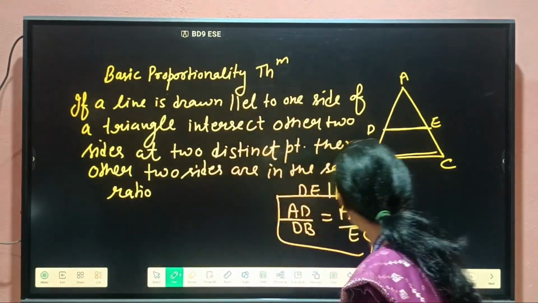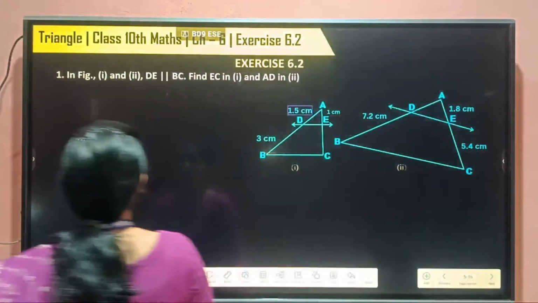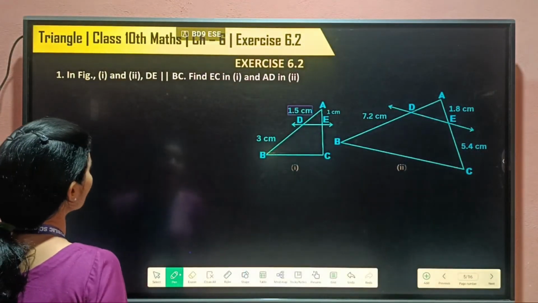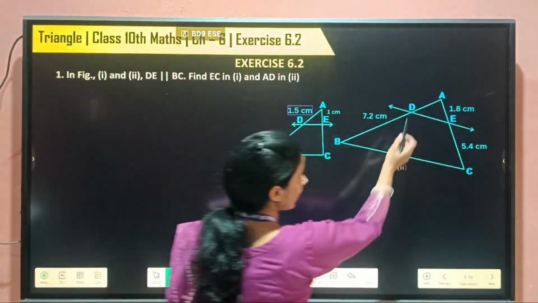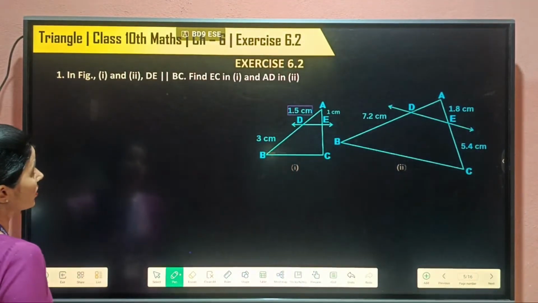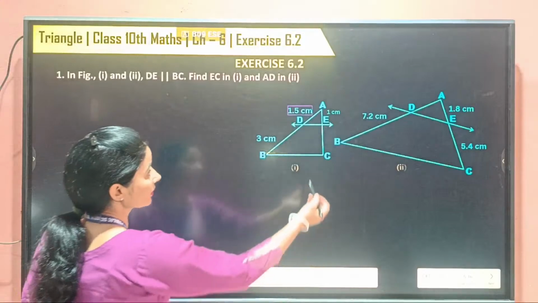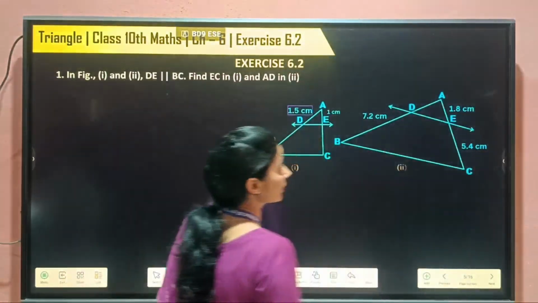Let us start the exercise. What is the first question? In figure first and second, DE is parallel to BC. In question number 1, find EC. This EC we have to find out, and AD in the second figure.